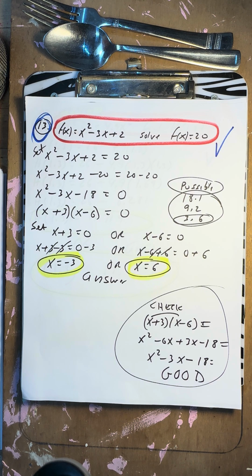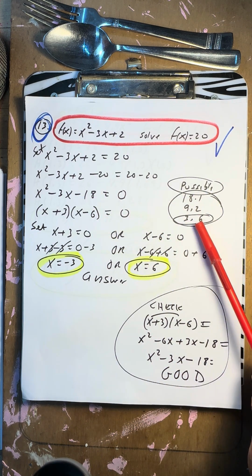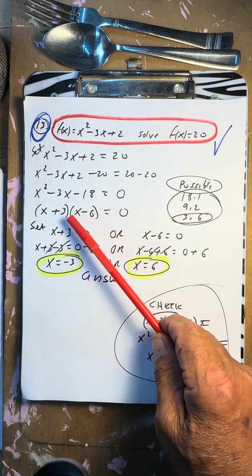Now we're going to factor this out. But now, look at the last number. The last number says 18. So 18 is 1, 9, 2, 3, and 6. Which of these works? I say this one works: 3, 6. That one. x plus 3, x minus 6.